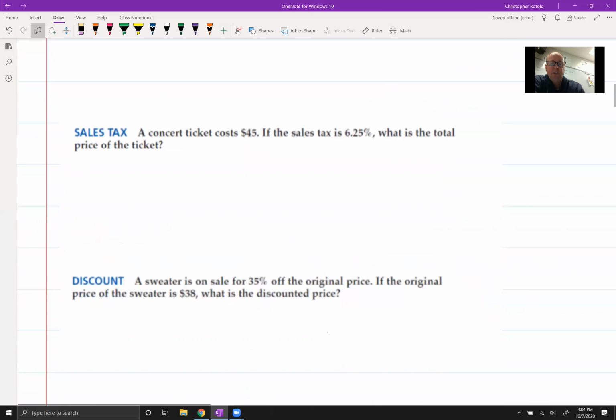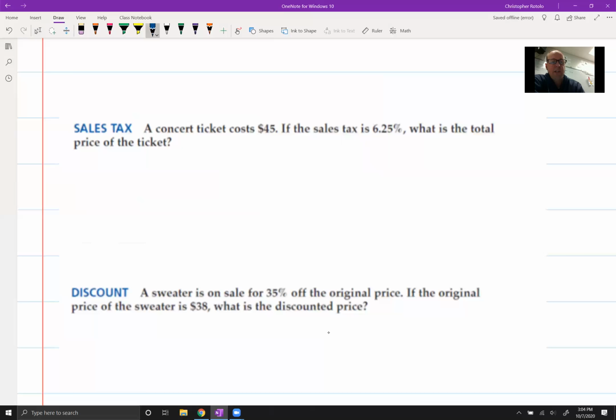So we're going to deal with that just a little bit as we work through some of these. My goal here is to get everything to be a single calculation, not double calculations for you. So we're going to go to a concert back when we could have concerts, right? It was $45. So we're definitely going to pay $45. If the sales tax is 6.25%, what's the total price of the ticket?